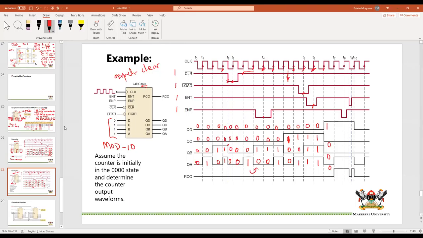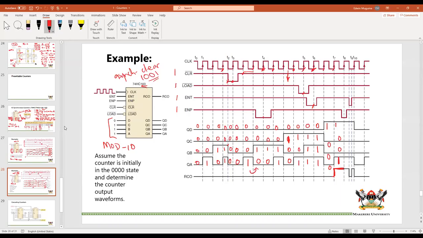So the terminal state of this is actually, because this is mod 10, we are looking for 1001. This is decimal 9. And at this clock, we once again have ones all through, so we can count again, which is 1001. And because this is the terminal state of the counter, the RC note also goes high.